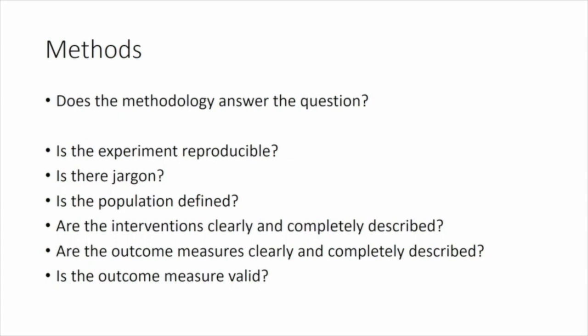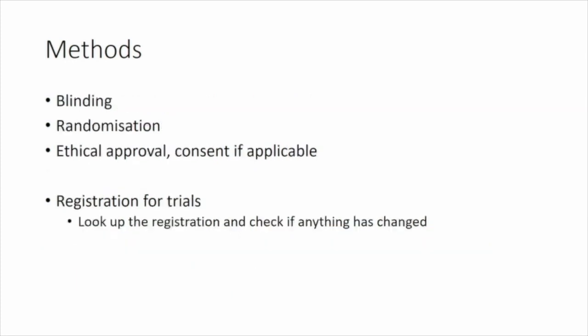Is there jargon? Is the population defined? Are the interventions clearly described? Are the outcome measures clearly described and valid? And is the outcome measure actually valid? They're all things you look for in the methods. If it's a trial, is there blinding? What's the randomisation? Is there ethical approval?